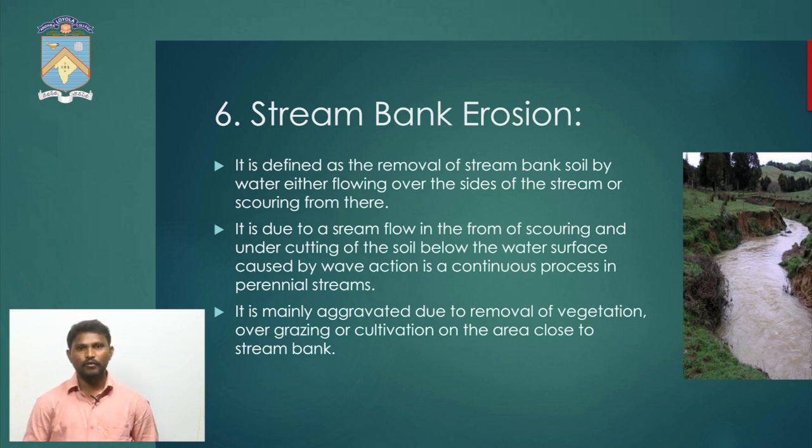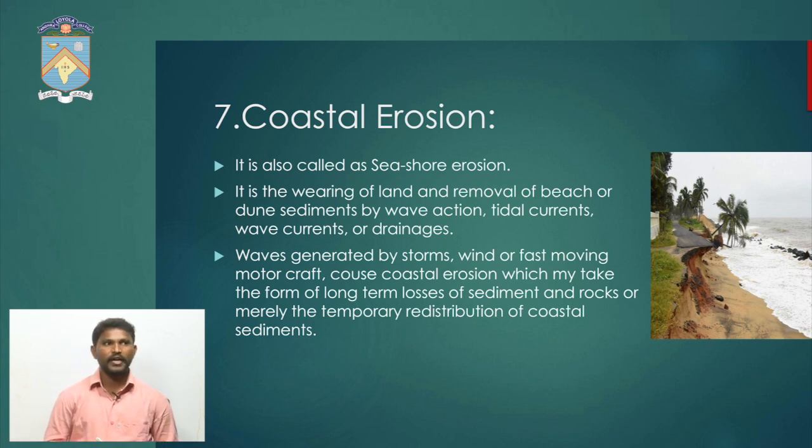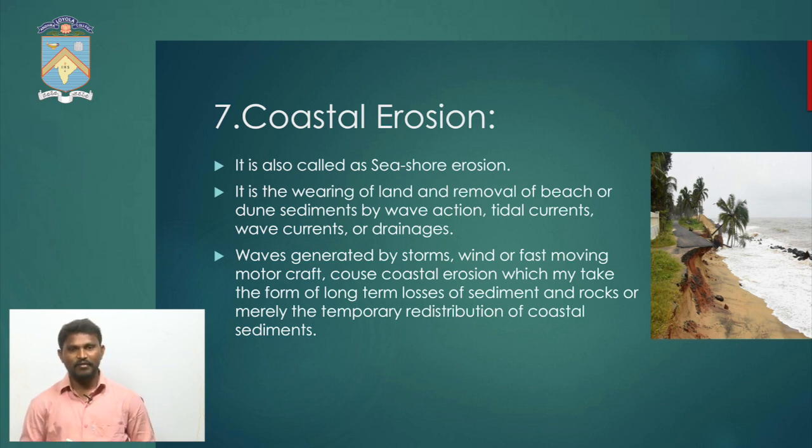The last type of water erosion is coastal erosion. It is also called seashore erosion. It is the wearing of land and removal of beach or dune sediments by wave action, tidal currents, wave currents or drainages. Waves generated by storms, wind or fast moving motor crafts cause coastal erosion, which may take the form of long term losses of sediments and rocks or merely the temporary redistribution of coastal sediments.